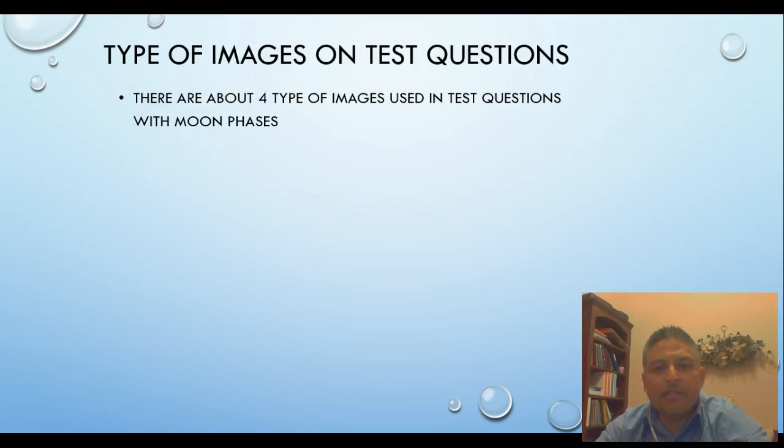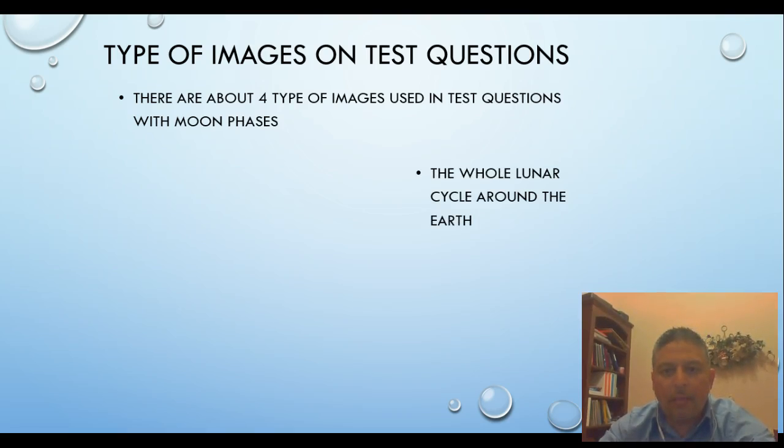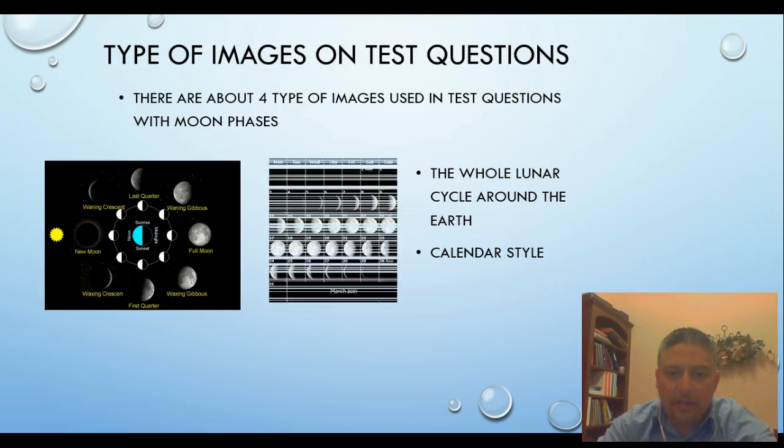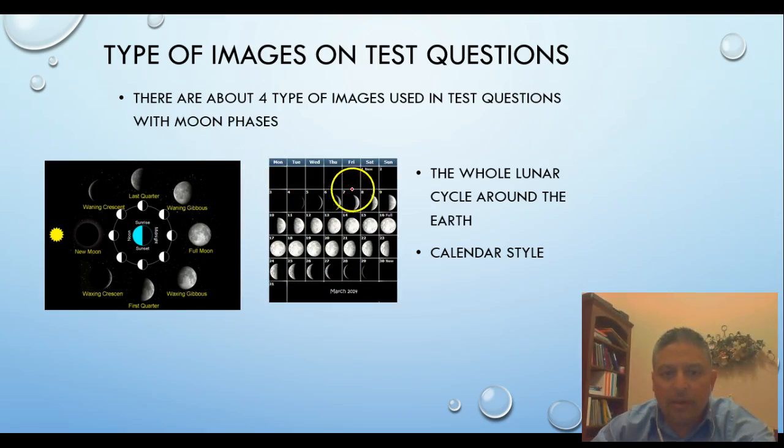First of all, the type of images on test questions, in general, there are about 4 different types, but there can be many more, okay? But just in general, we're going to be discussing the ones that showed up most of the time. Like, for example, you have one where the whole lunar cycle around the Earth is presented, like this one over here. And sometimes you have seen many different types of those questions where you have either the sun on the right or on the left, on the top or on the bottom, okay? The calendar style. Now this style is very common on test questions because you have kind of like the month calendar and different phases of the moon throughout the days.